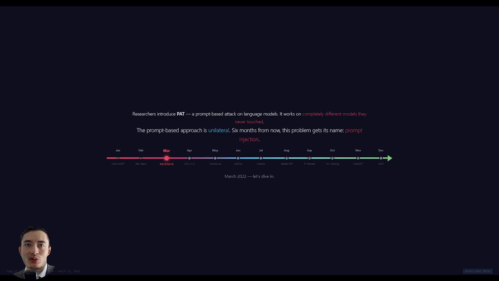This month, researchers will introduce a new tool called PAT, Prompt-Based Adversarial Attack, to attack pre-trained language models. They will discover that the attack transfers and that it works on completely different models that they have never touched. So this prompt-based approach isn't specific to one system, it's going to be unilateral. And 6 months from now, this problem will get its name, prompt injection.